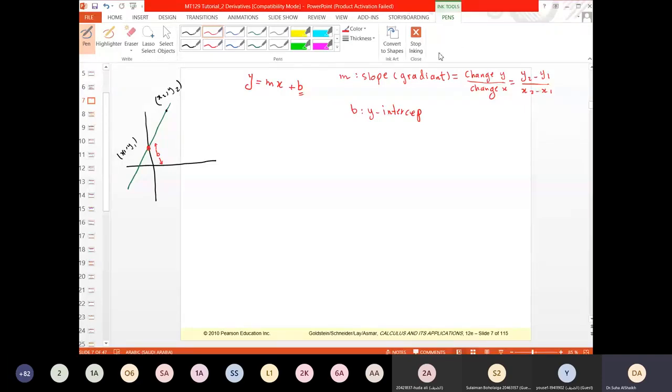So the y-intercept is where I'm cutting the y, and the y-intercept, the b, is when x is 0. So actually, this is the point (0, b). I already mentioned this before.